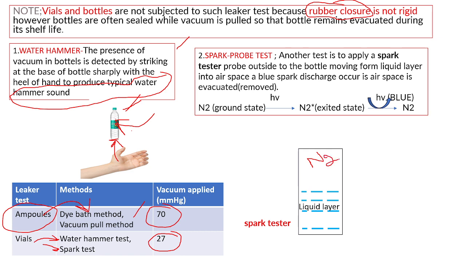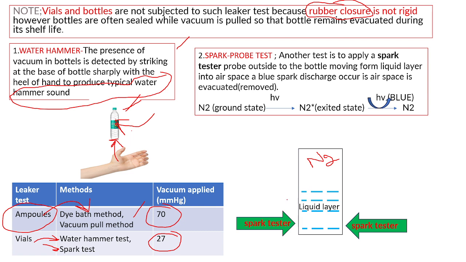That vacuum can be removed from this container. Then that empty space or headspace is occupied with nitrogen. Then the spark tester we need to apply. Outside of the container, we need to keep the spark tester like that.